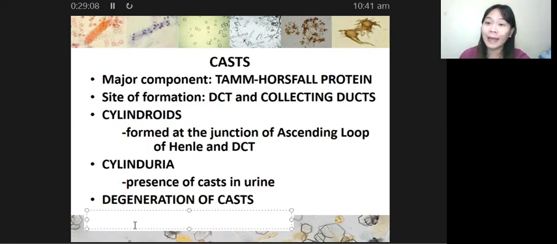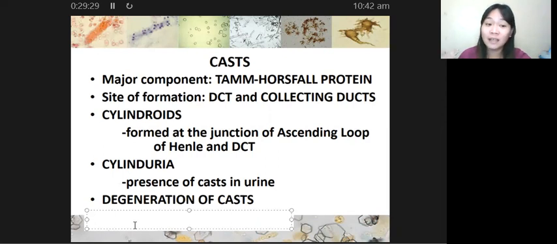So, if your cast is not able to detach itself from the RTE cell to which it is attached, okay, because of, say for example, urine stasis. Actually, yun lang ang factor na kino-consider natin when it comes to the degeneration of your casts.